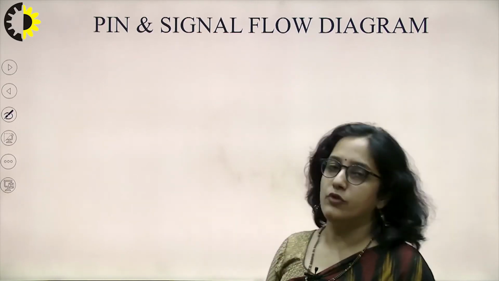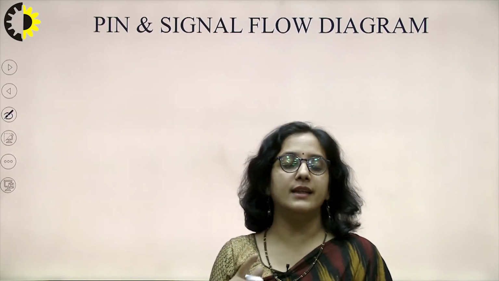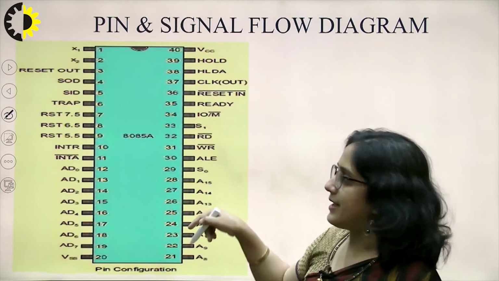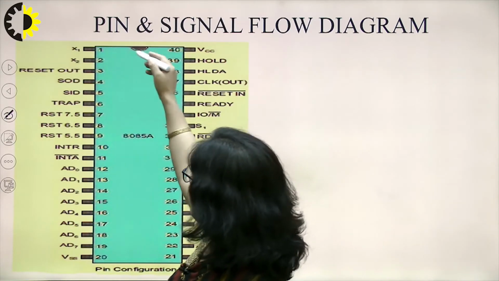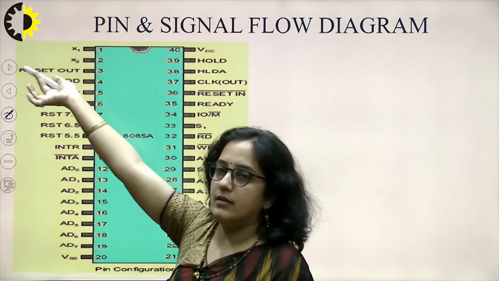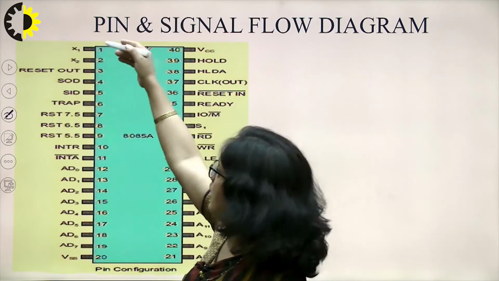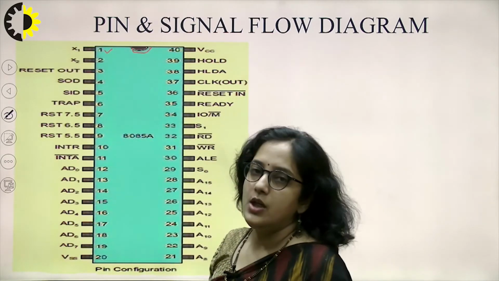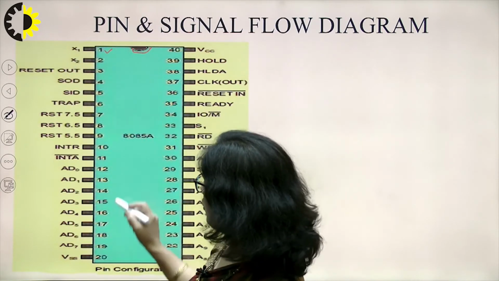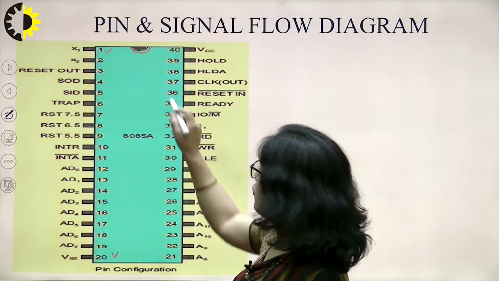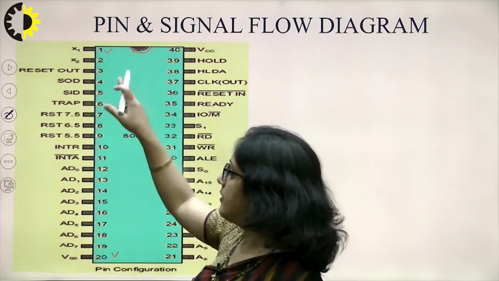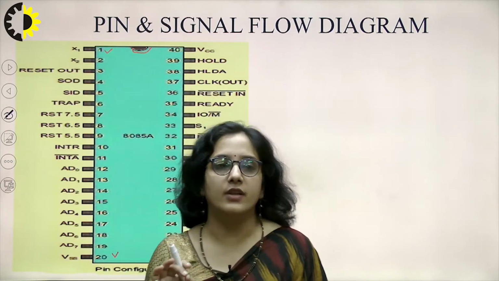Now, pin and signal flow diagram. I will show you the diagram, and then the difference between a pin diagram and a signal flow diagram. This is a 40 pin IC. From this notch, on this side, this is my right side, will be pin number 1. So from the notch we can find pin number 1, then the numbering goes 1, 2, 3, 4 till 20, then 21 to 40. Each pin has an assigned name, and each of the 40 pins has its own specific function.